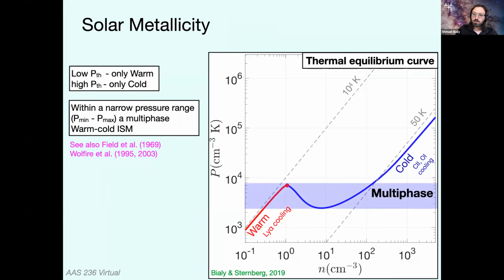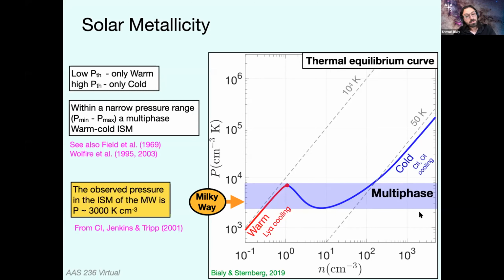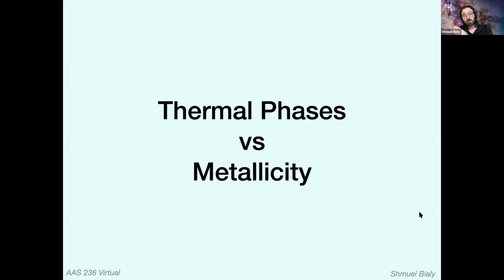But there's a narrow range of pressure where you have a multi-phase ISM, cold and warm together at the same pressure and thermal equilibrium. Interestingly enough, observations of atomic carbon show that the Milky Way value for the pressure indeed falls within the multi-phase strip. Independently, 21 centimeter observations also support the multi-phase ISM. That's the case for our Milky Way.